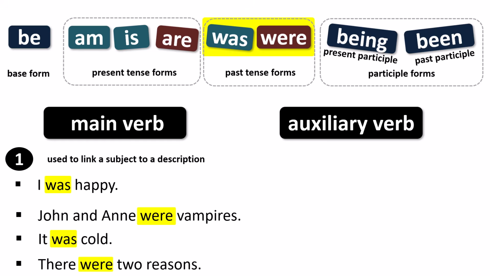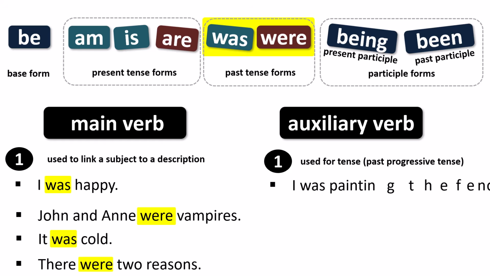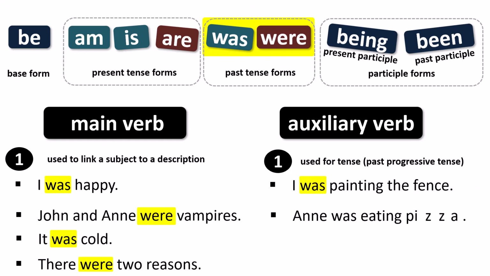Now let's look at the past tense forms as auxiliary verbs. Well, it's no different. They are used for tense, only this time the past progressive tense. I was painting the fence. Anne was eating a pizza. They were shouting for help.